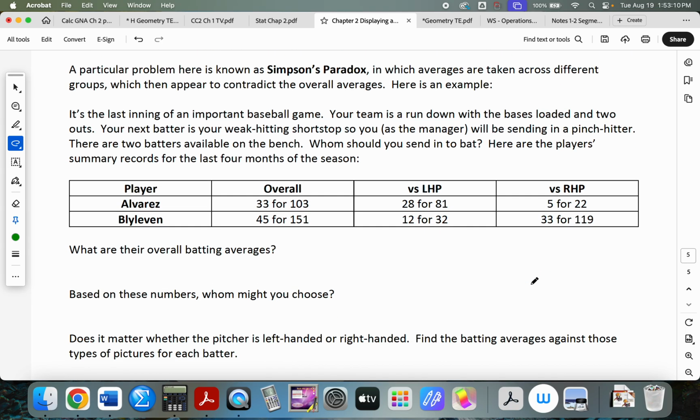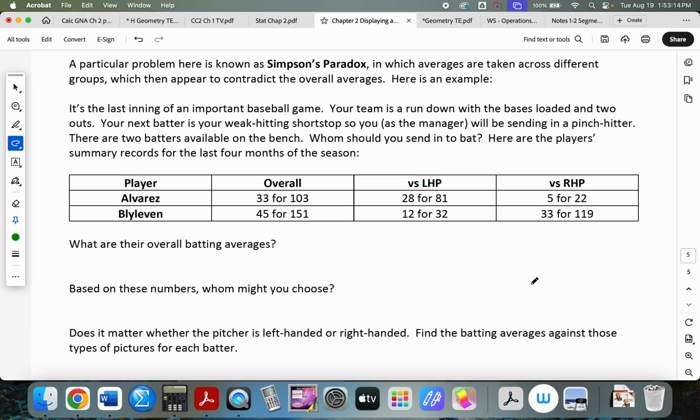Let's look at this last part. Simpson's paradox.